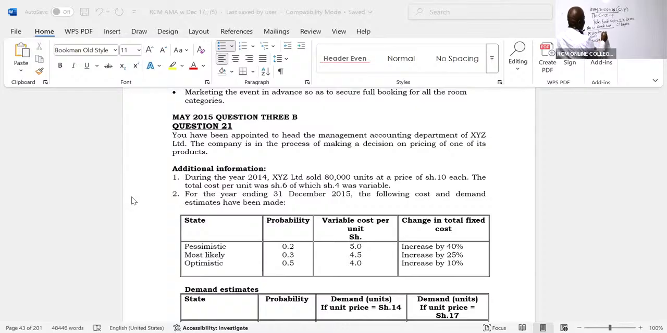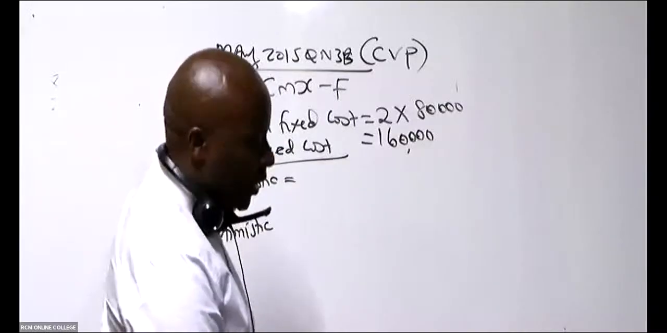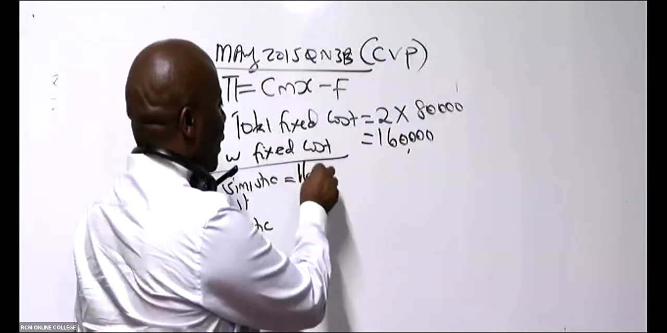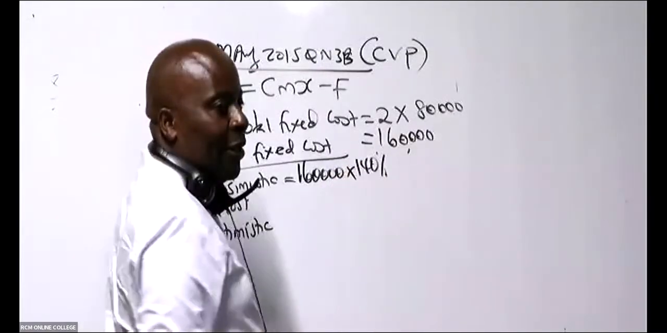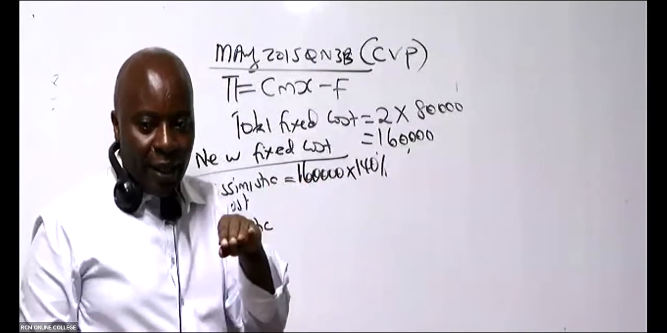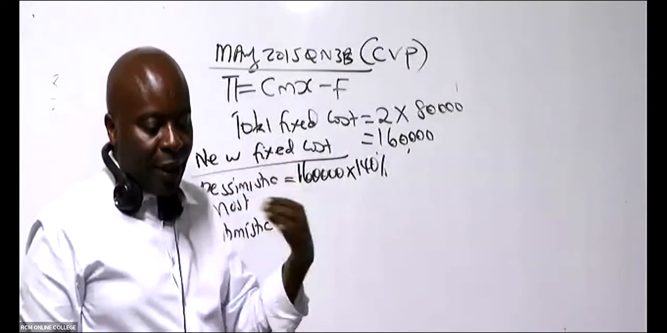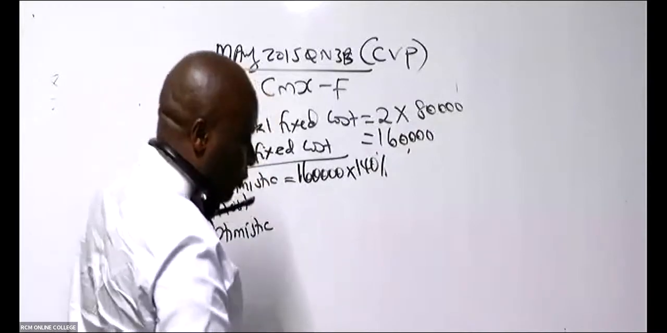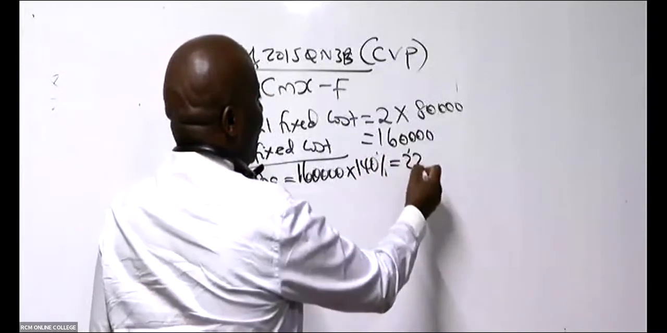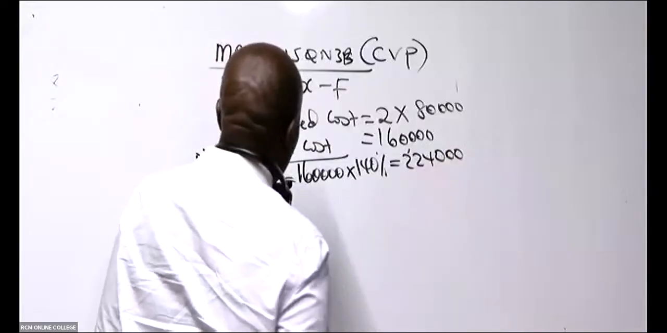Optimistic. So what have they told us about pessimistic? That the fixed cost will increase by, are you able to see this column here? Increase by 40%. So if it increases by 40%, then that one will be 160,000 times 140%. Because you see, normally it's 100. So if it's going to increase by 40%, you multiply it with 1.4, which somebody is telling me is 224,000. Thank you very much.